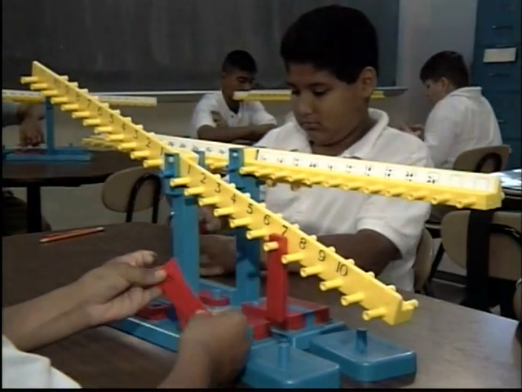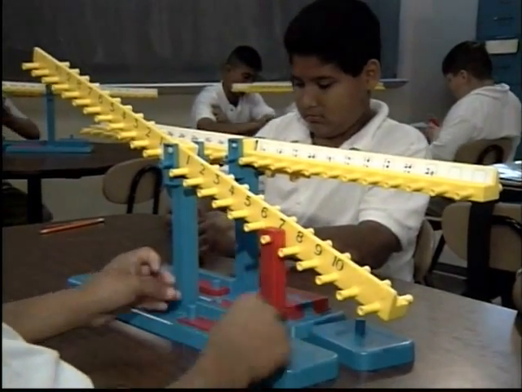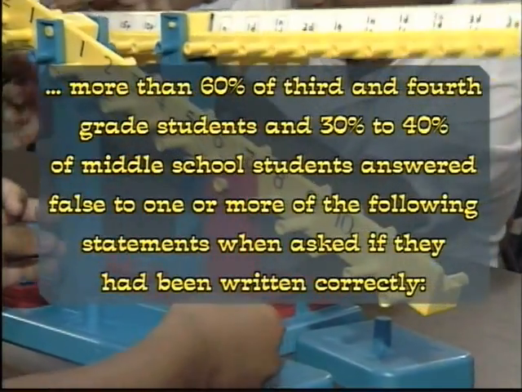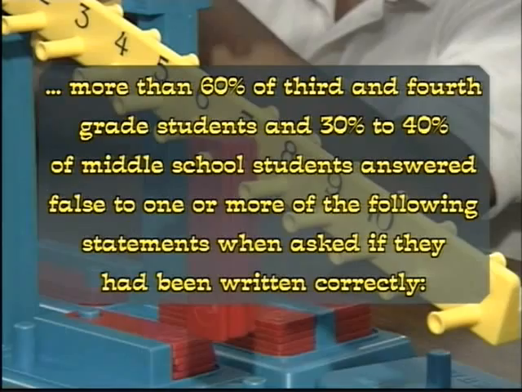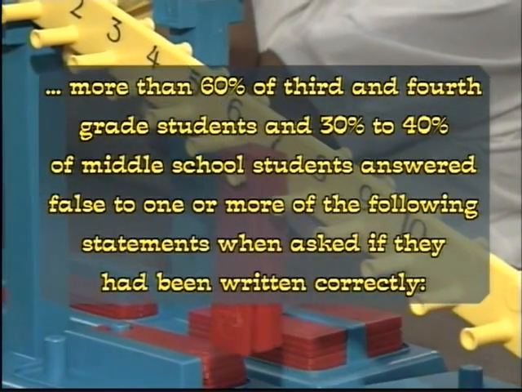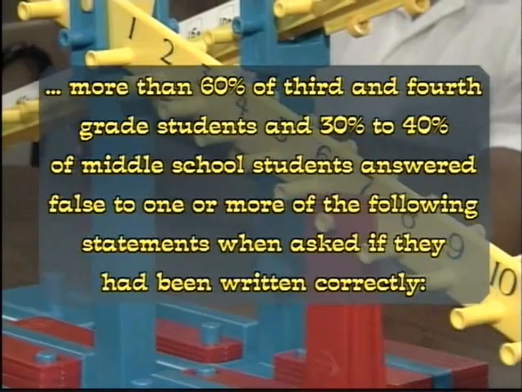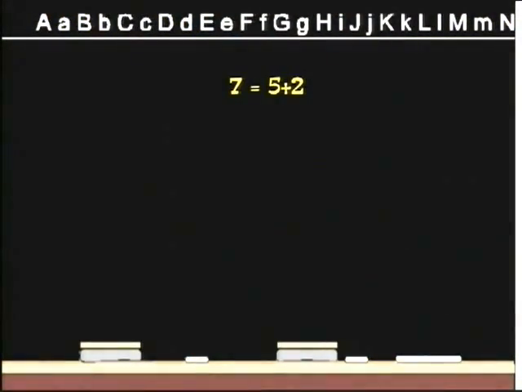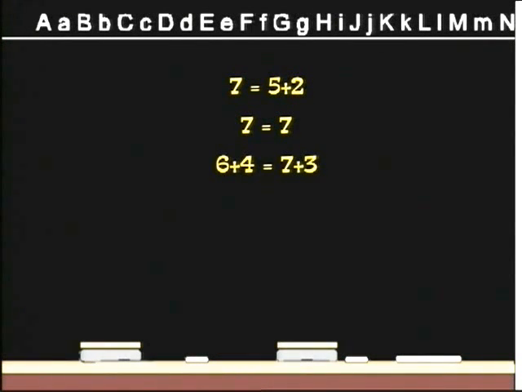Data gathered by the Mathematics Education Initiative, using the Math Concepts Test, showed that more than 60% of third and fourth grade students and 30 to 40% of middle school students answered false to one or more of the following statements when asked if they had been written correctly. 7 equals 5 plus 2, 7 equals 7, and 6 plus 4 equals 7 plus 3.